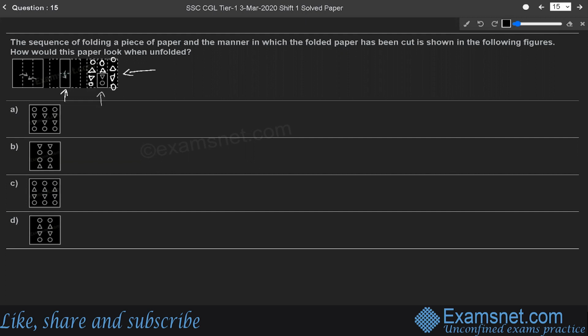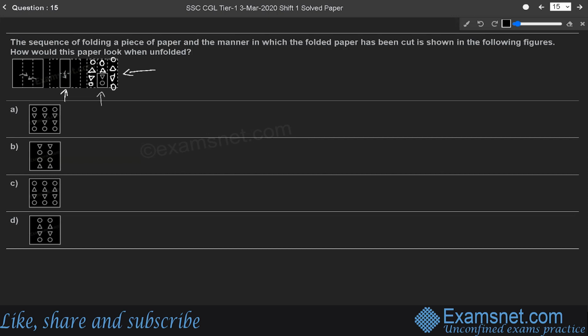The only thing that you have to keep in mind is that when we unfold a paper, the direction of the shapes will change, because we have folded it and then cut it into some shapes. So when we unfold it, it will show us a symmetry, and in symmetry, the shapes are in different directions. So for this question, this will be the correct option.